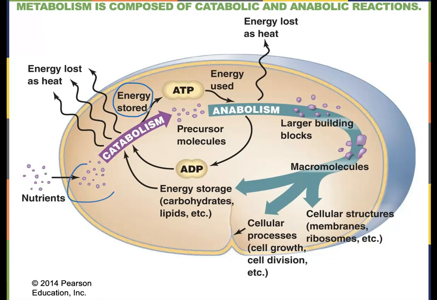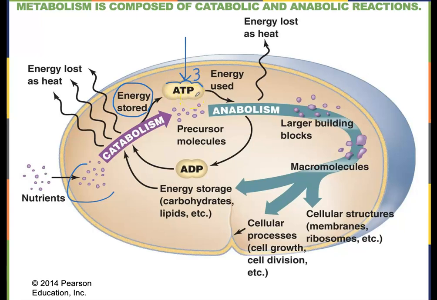So ATP is a hugely important molecule. It is the energy currency of the cell. It's kind of like a charged battery. ATP stands for adenosine triphosphate. So it has three phosphate groups. As you can see, it's kind of like three bumps here. And those three phosphate groups are very energetic.